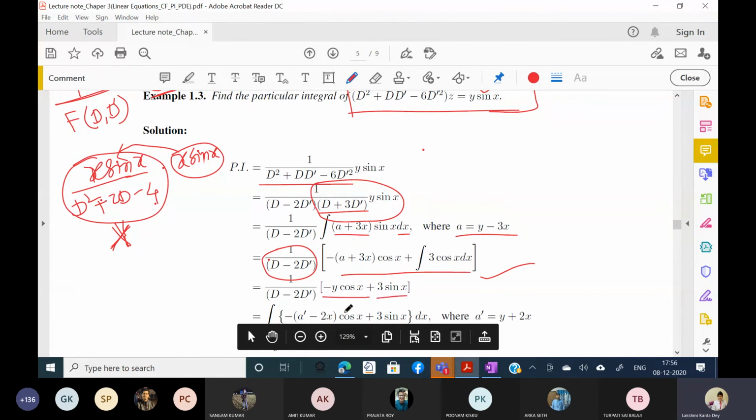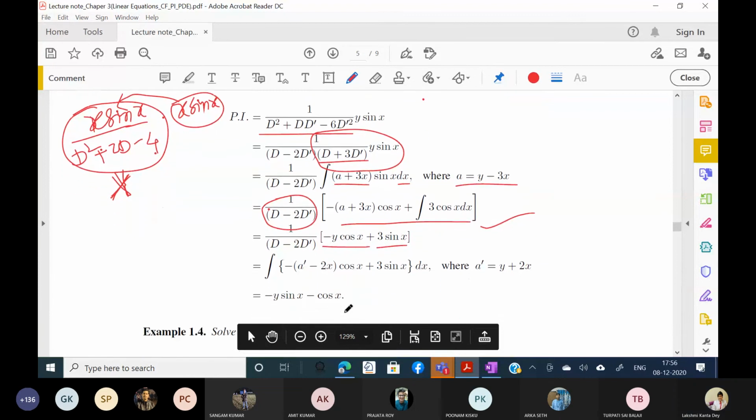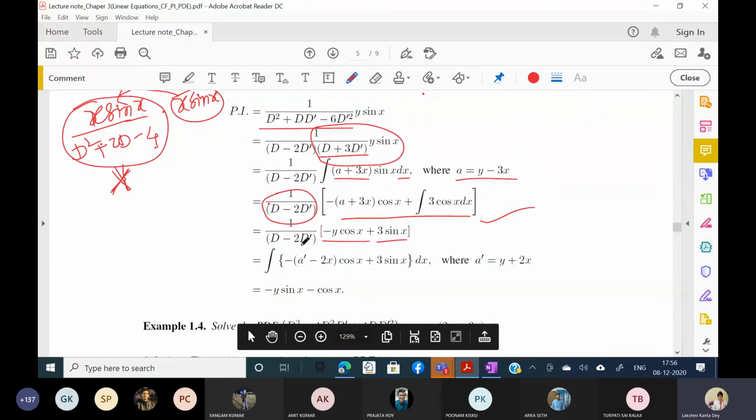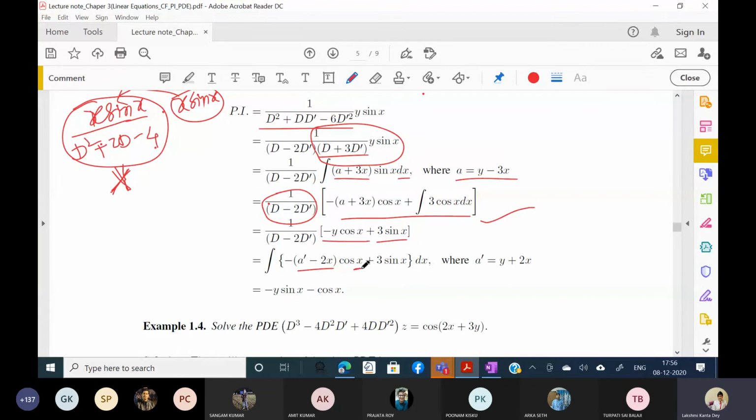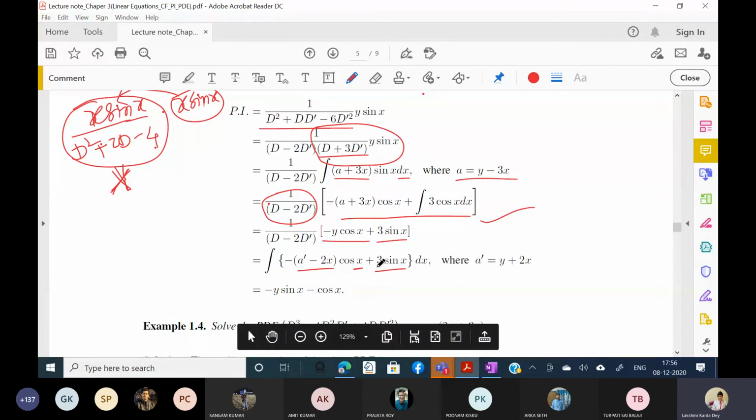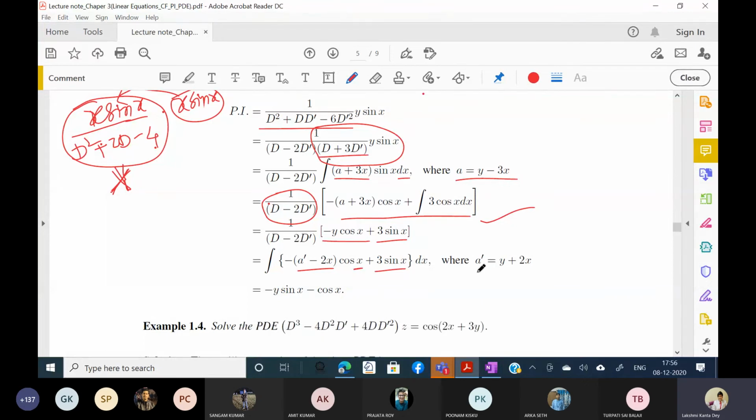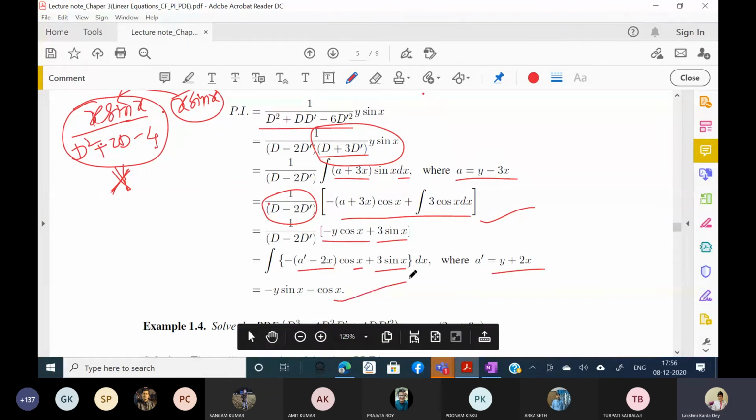Okay. Again, we have two things operated on 1 by d minus 2d dash. So I have to apply y minus mx, this thing, instead of y, and x will be kept unchanged. So similarly, this is only 3, sorry, 3 sin x. So there is no y, so no need to put y equal to a minus mx. Okay, so it is just 3 into sin x. Then we have to integrate with respect to x and put the value for a dash. And this is another thing, a dash is equal to y plus 2x, and we are done. Okay, so I think no problem here.